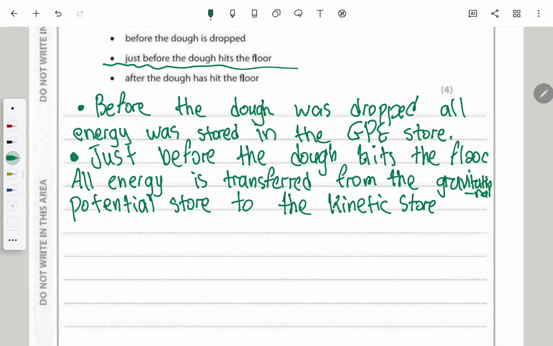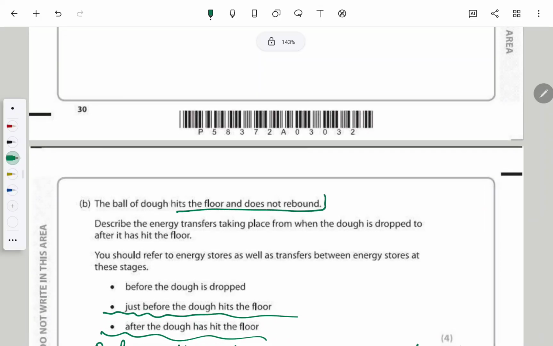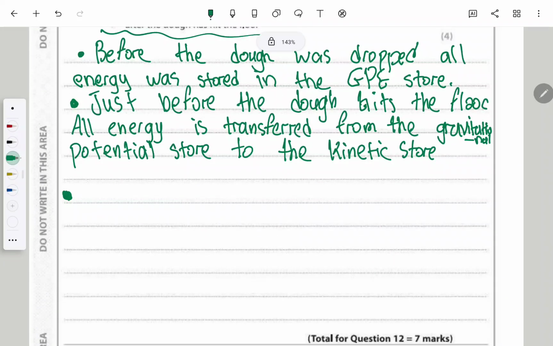All right, now the thing is we still have one more section, which is after the dough hits the floor. I'm gonna write it right here since we have a lot of space. After the dough hits the floor, the question tells you that the moment it hits the floor, it does not rebound. So it hits the floor and it stops moving. The kinetic energy becomes zero. Okay, where did all the energy go to? Well, you need to imagine the scenario in your head. If you drop dough on the floor, you will hear a loud smack. So a lot of this energy has turned into sound energy. And if something hits something, automatically some heat releases.